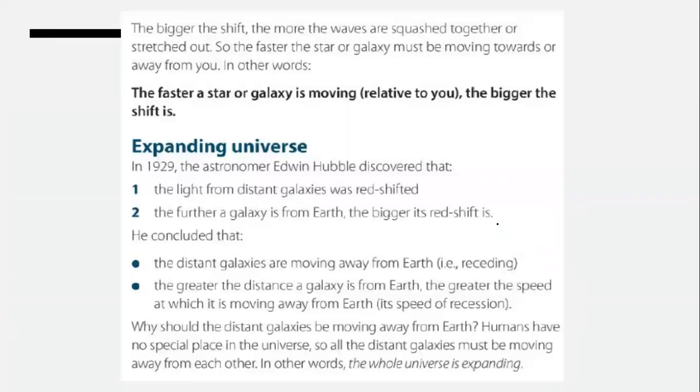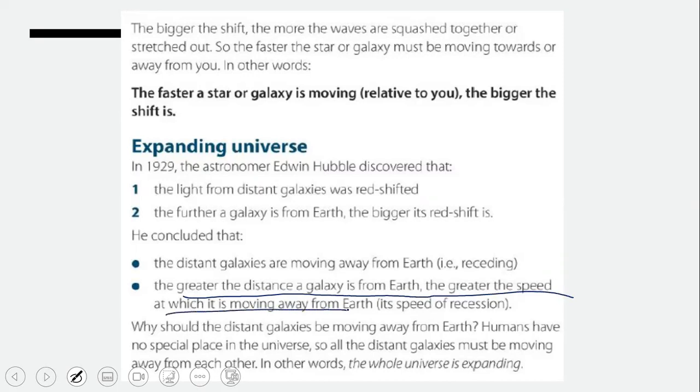Now, there are two things that we know. One thing that we know is that the universe is expanding and all the galaxies are moving away from us. The second thing we know is that the greater the distance a galaxy is from the Earth, the greater the speed at which it is moving away.